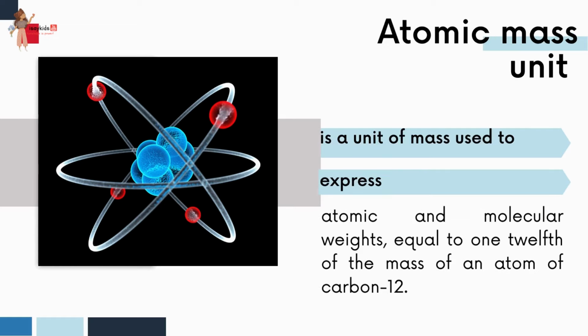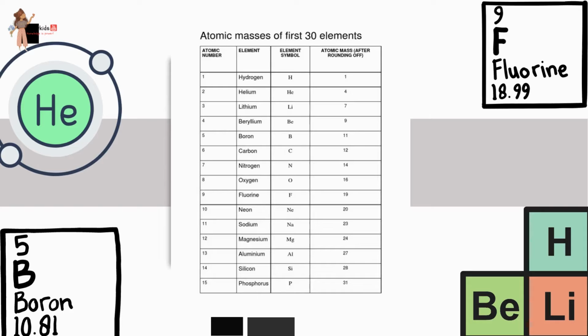Hence, if we were to define the atomic mass unit, we can say that an atomic mass unit is a unit of mass used to express atomic as well as molecular weights, equal to 1/12 of the mass of an atom of carbon-12. Or, the atomic mass unit is defined as 1/12 of the mass of an atom of carbon. Here are the atomic masses of a few elements.